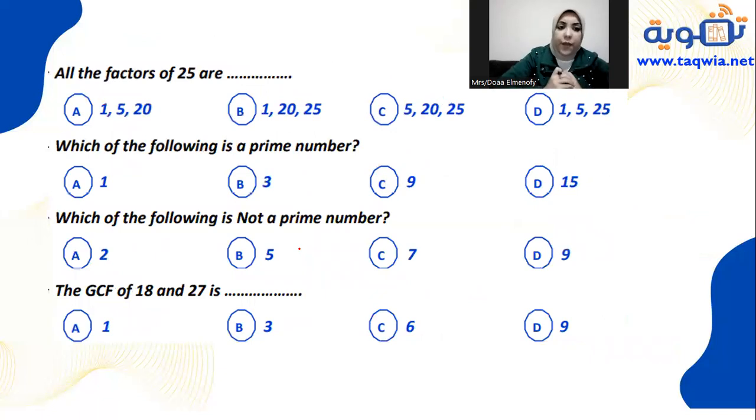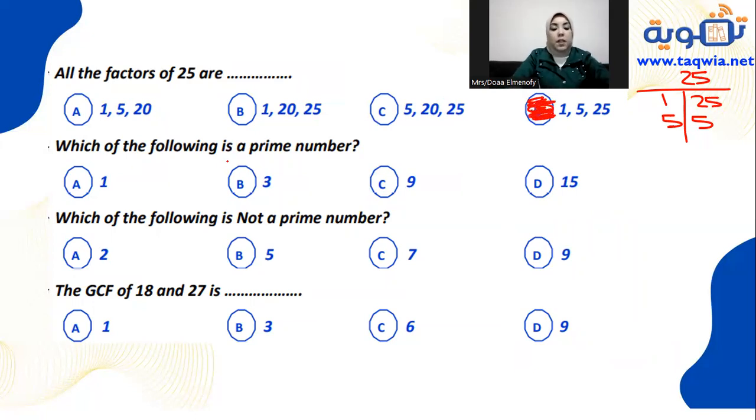Okay, all the factors of 25. So what are the factors of 25? Here we can use the t-chart. We have 1 by 25 and we have 5 by 5. When we have numbers repeated, we don't repeat them when we write the factors. So what are the factors of 25? 1, 5, and 25.